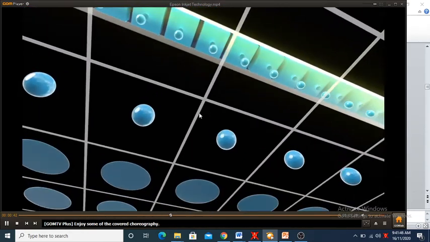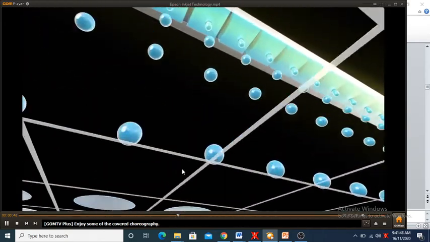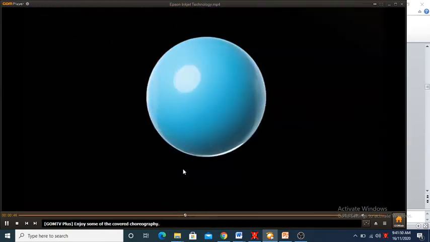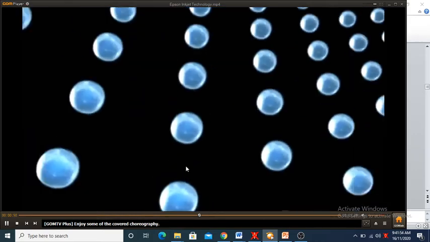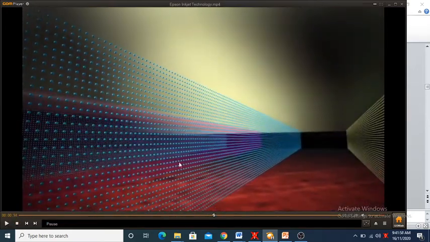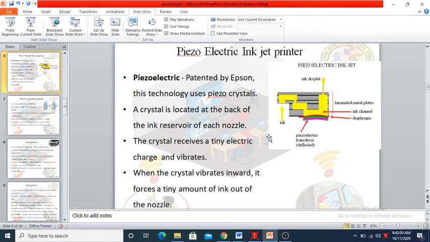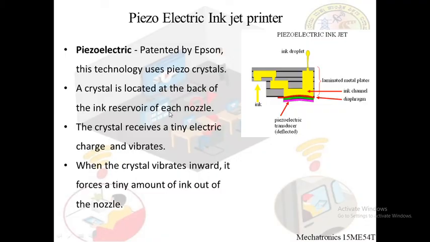So this technology is still used in Epson printers. They create fine droplets, thousands and millions of droplets per minute, in order to create the print at a faster rate. So this is the fundamental concept behind the piezoelectric inkjet printer.